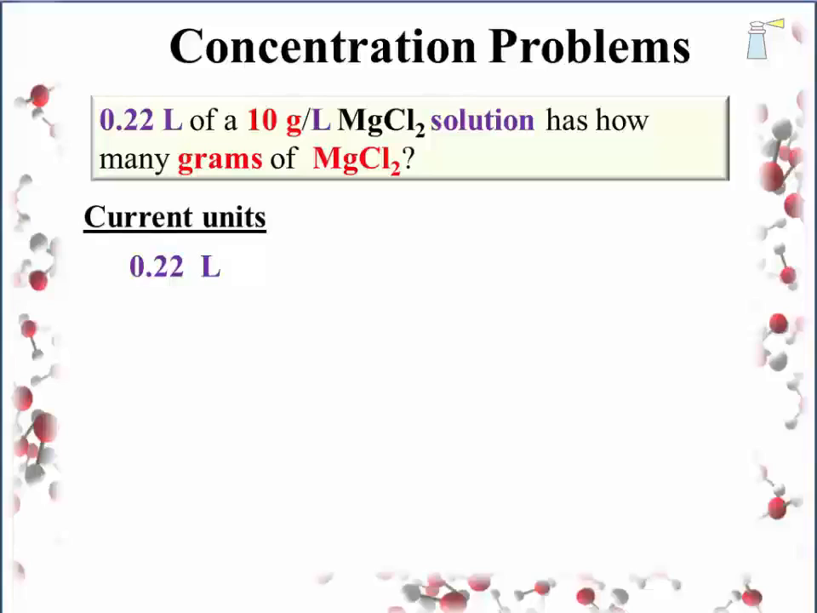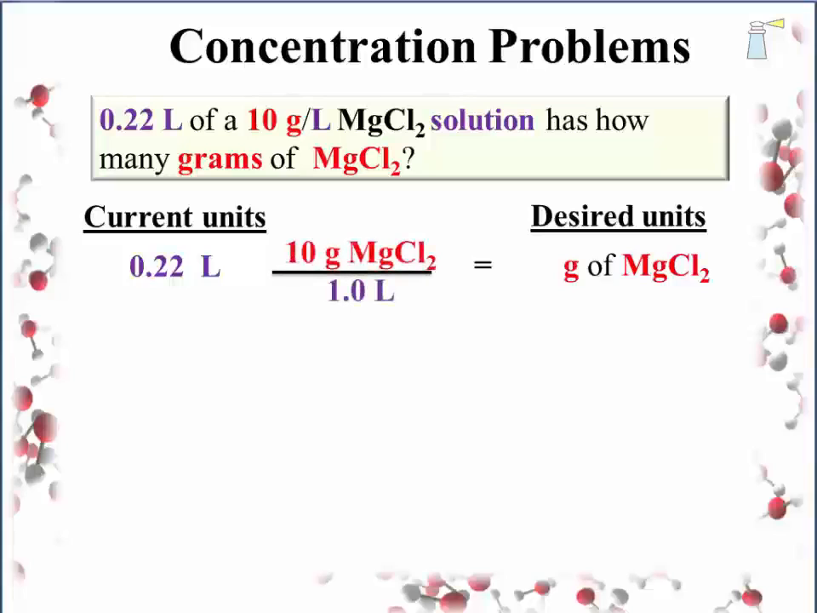The current or given units is the 0.22 liters of solution, and the desired or asked for units is the mass of the solute. Is there a known conversion that relates liters of solution with the amount of solute in that volume? Yes, the concentration, as written in weight over volume. Is the orientation of the concentration correct? Would flipping the fraction be a better fit for the setup?